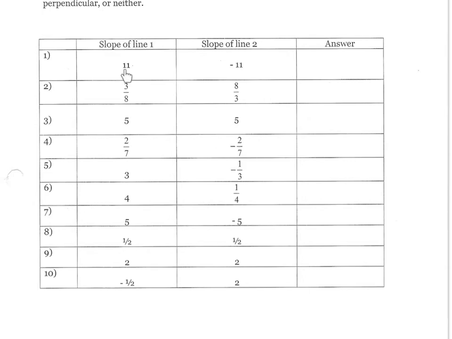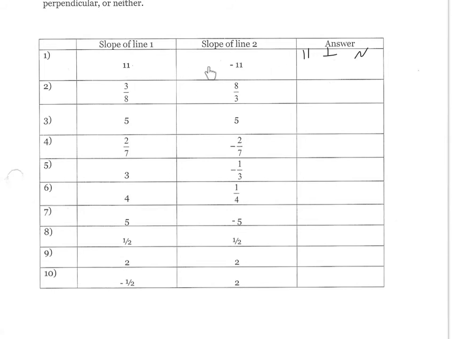First off, this first one is 11. Then we have negative 11. So, first question to ask yourself for parallel is, are they the same? If they're not the same, it is not parallel. And here's what we're going to do. We're going to give ourselves multiple choice options here. Parallel, perpendicular, or neither. Okay? Remember, those are the symbols for parallel and perpendicular. N is going to be for neither.